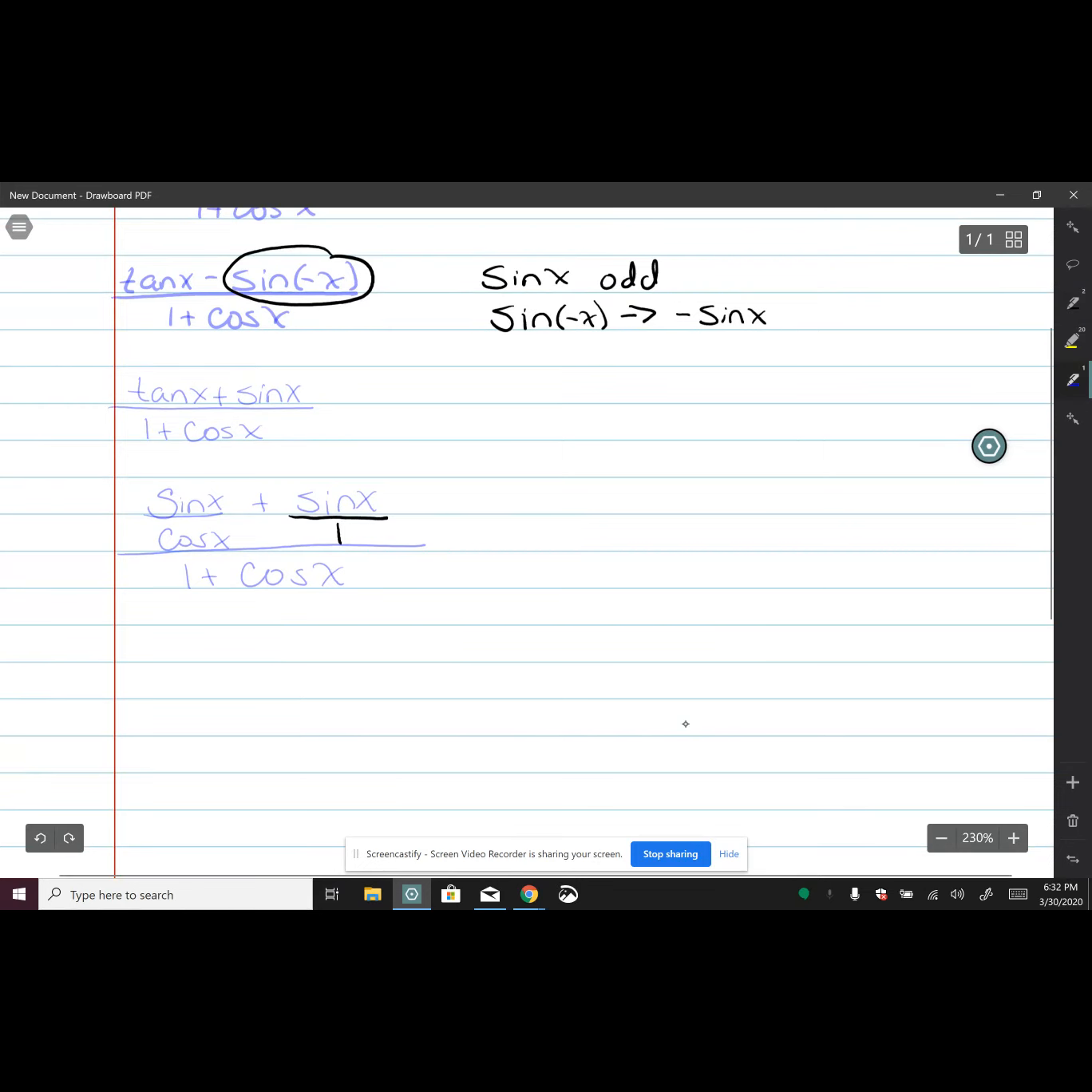And when I do that, I notice I have a cosine of x and a 1 here. I can take the sine x on this side over here, and I can multiply top and bottom by cosine of x. So I wind up with sine x plus sine x cosine x all over cosine x, all over 1 plus cosine x. Okay.